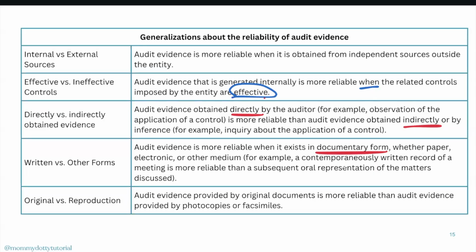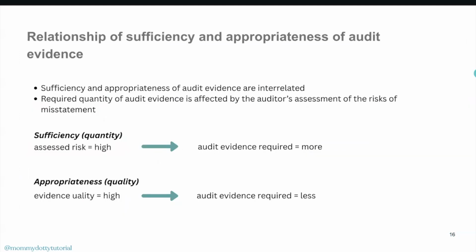For example, a contemporaneously written record of a meeting is more reliable than subsequent oral representations of the matters discussed. The next one is original versus reproduction. Reproduction is like photocopying. Audit evidence provided by original documents is more reliable than audit evidence provided by photocopies or facsimiles. Okay. So as shown in the previous slide, the sufficiency and appropriateness of audit evidence are interrelated.